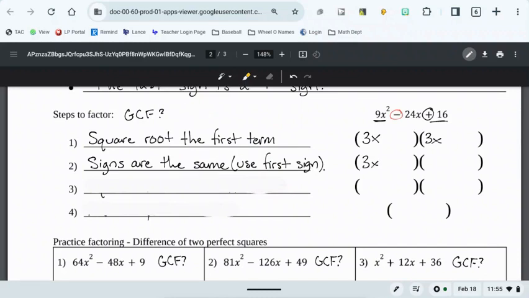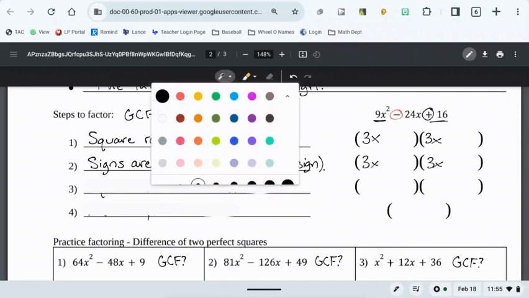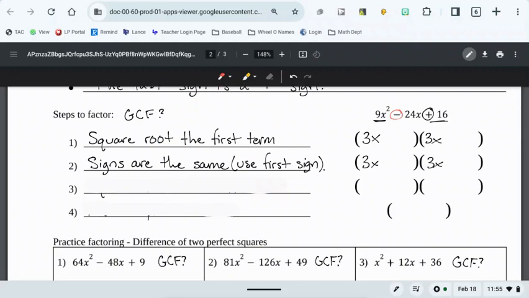We already have 3x and 3x. And because that first sign is a minus, we're going to make both of our signs a minus sign. Step 3, square root the third term. So the square root of 16 is 4. 3x minus 4, 3x minus 4.